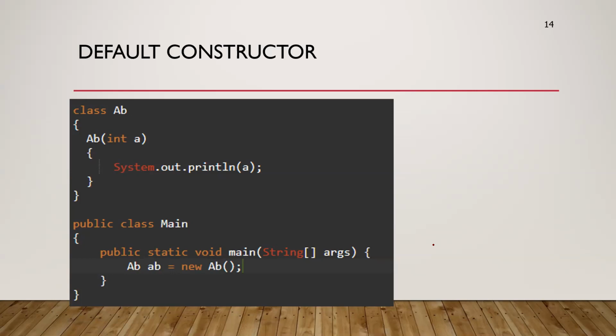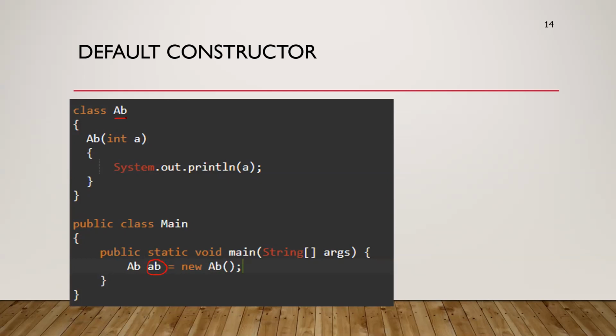So you have a class AB, you have a constructor. This doesn't have a return type, so this is a valid constructor. And then you have a public class main, and then here you are instantiating the class. Okay, so you are instantiating an object called AB, which is of the type class AB. So what will happen?